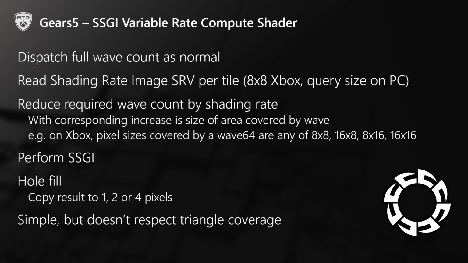They would then calculate the screen space global illumination, and we would then perform hole filling, where we're copying the results horizontally and or vertically. And this is pretty straightforward, easy to implement, but obviously it doesn't respect triangle coverage.